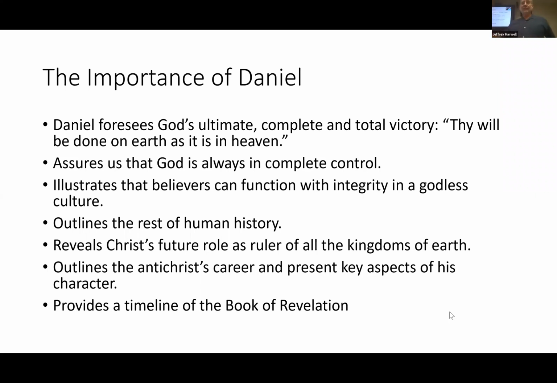In the life of Daniel, we're going to see that believers can function with integrity in a godless society. All right. So it's important for us to remember that Babylon is a pagan Gentile nation. At least at the beginning and through most of his career, Daniel is not serving under believers. He's serving under unbelievers. And yet he maintains his faithfulness to God and his integrity. We're going to see Christ's future role as ruler of all.